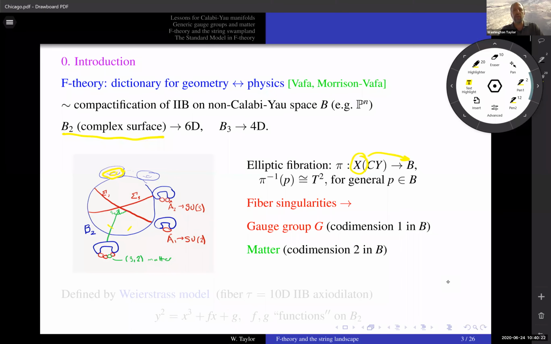And over certain subloci in the base, the fiber degenerates. And that's how F-theory encodes all the interesting action of the physics. The gauge group and the matter are encoded in singularities in this elliptic fibration. So since here we have a complex codimension 1 thing on the base, which supports, in the language of type 2B physics, a 7-brane, and that carries some gauge group. And at the intersections between the branes, or more generally at codimension 2 loci, we have matter arising.